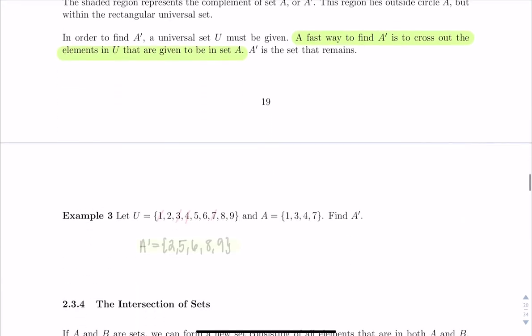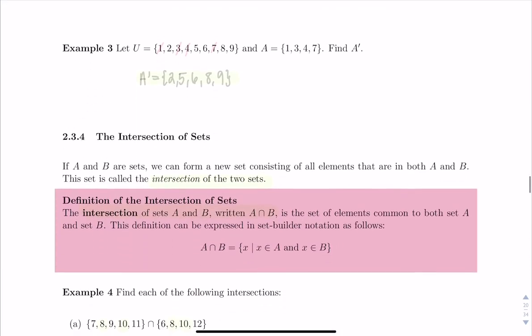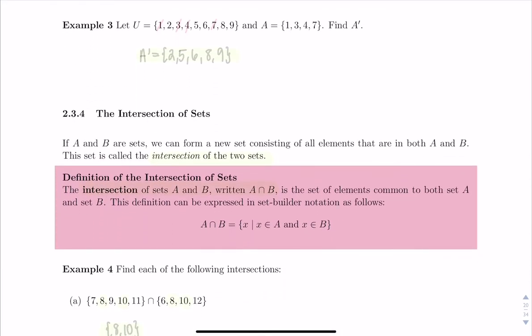So let U be 1, 2, 3, 4, 5, 6, 7, 8, and 9. And we're going to let A be 1, 3, 4, and 7. So to find the complement, we're going to just cross out all of the elements that are in A and the universal set. So that would be 1, 3, 4, and 7. Everything that's left over is the complement. So 2, 5, 6, 8, and 9.